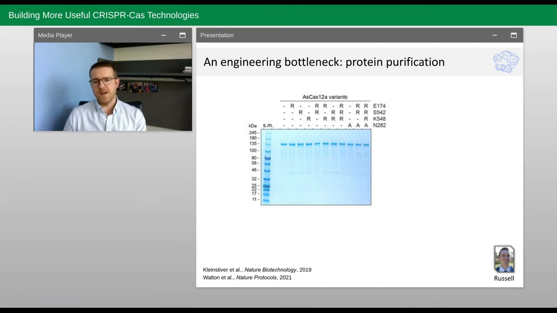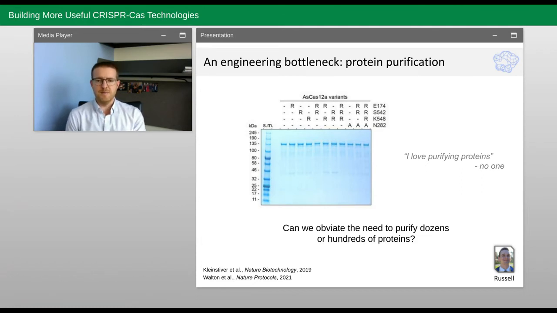And what we wanted to do is identify this as a bottleneck in this process and be able to eliminate that so we could engineer at a higher throughput scale. Essentially, I don't think anyone has ever wanted to purify hundreds of proteins to do this type of experiment. So what we wanted to do is come up with a system where we no longer needed to purify these proteins to understand their properties, but instead have a proxy system so we could understand the PAM requirements of different Cas enzymes in the absence of having to purify them.